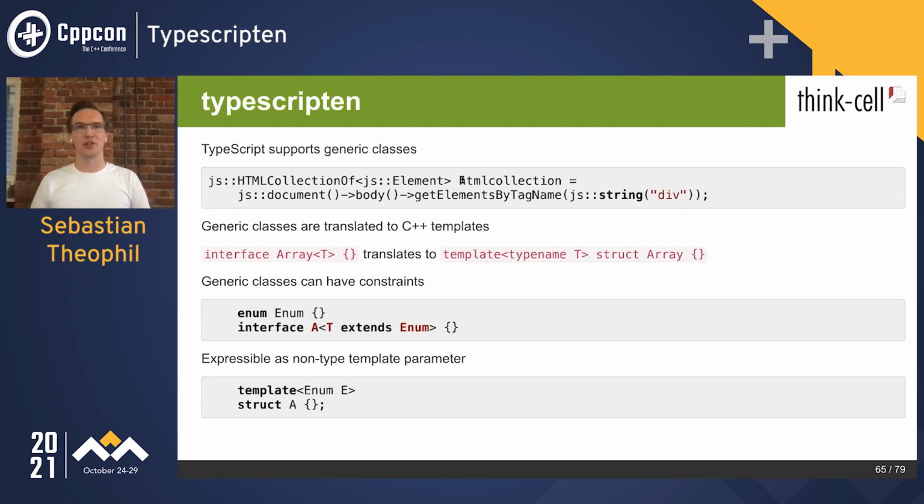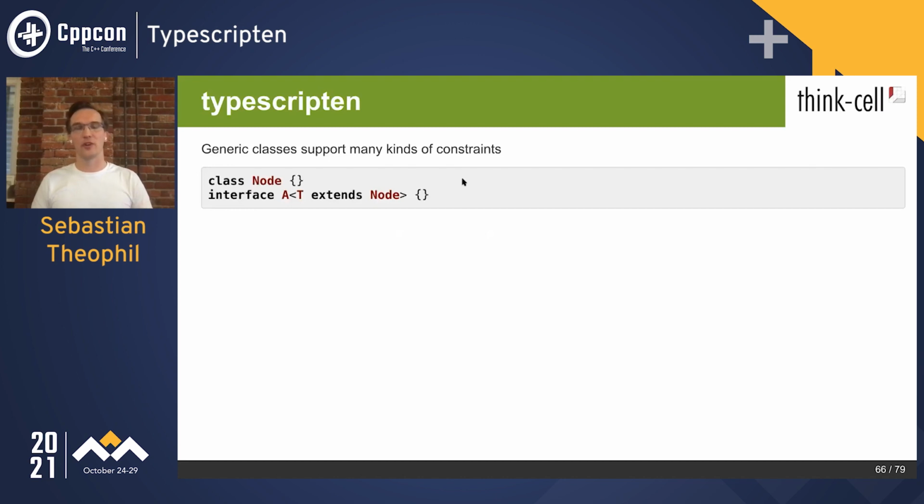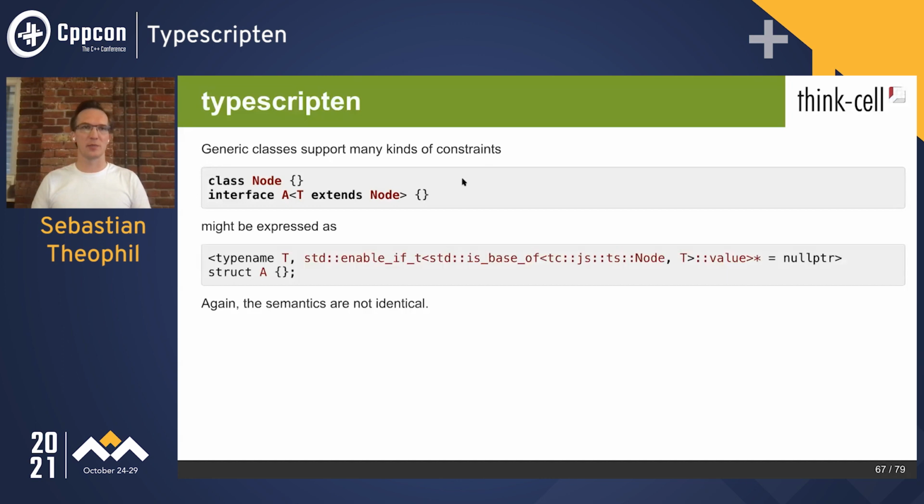TypeScript supports other interesting constraints that we're still working on. So you can, for example, also say this in TypeScript. It looks like TypeScript would say here that T should derive from Node, but what we've heard before, structural typing and so on, it only means T must have the same properties as Node. But still, we can express it in C++ as something like that, where we enable a template A if T derives from Node, because that's as close as we can get to the semantics in C++. This is still work in progress.